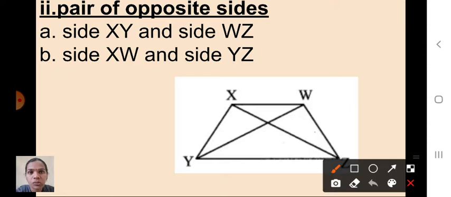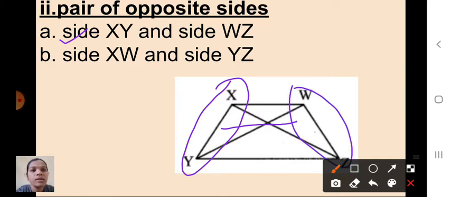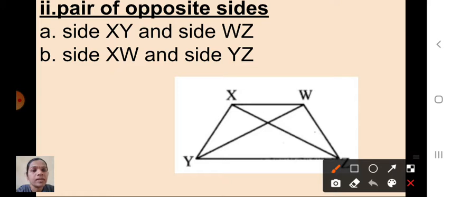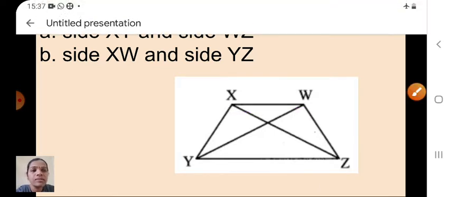Second question: pair of opposite sides. See here, children, I have written side XY. This is one side. The opposite side of this side is side WZ. Another one is side XW. The opposite side of XW is side YZ. Okay, children.